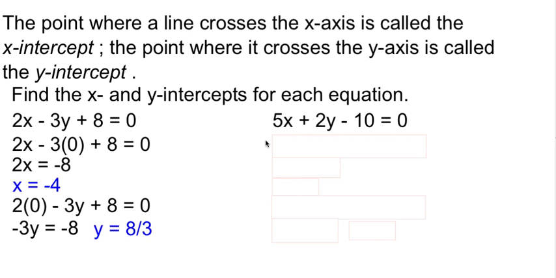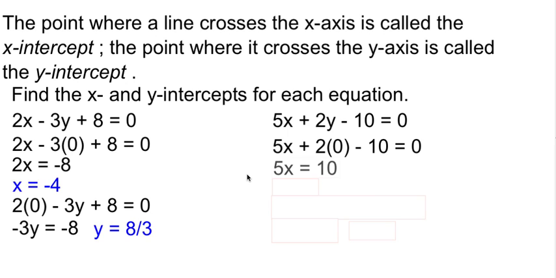Okay. One more, we have 5x plus 2y minus 10 equals 0. If I want the x-intercept, then I need to let y equal 0. So I put in y equals 0. 2 times 0 is 0. So I have 5x minus 10 equals 0. Add the 10 over. 5x equals 10. Divide by 5 and you get x equals 2. So that's your x-intercept, x equals 2.